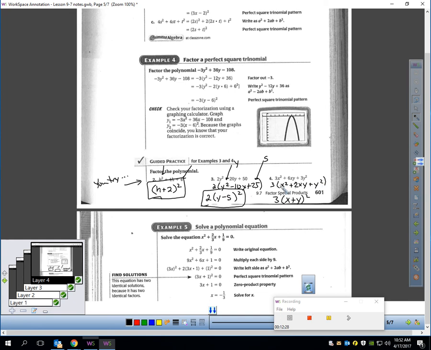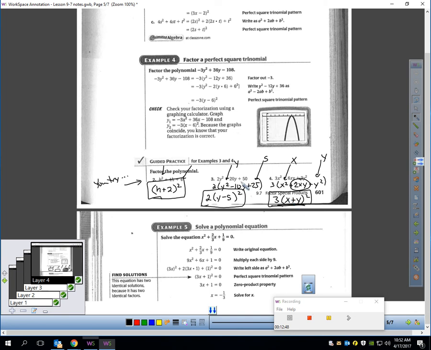And then here, the next one is the same thing. We have to divide everything by 3, factor out that 3. I have a perfect square here, x. Y is being squared, and if I multiply x, y, and double, I get the middle. So the proper factoring is 3 with the x plus y being squared.